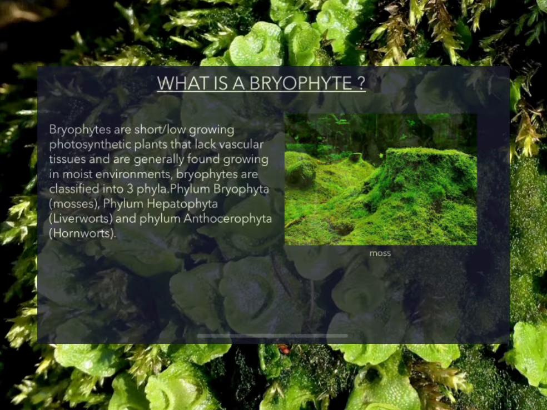Bryophytes are short or low-growing photosynthetic plants that lack vascular tissue and are generally found growing in moist environments. Bryophytes are classified into three phyla: phylum Bryophyta, which is mosses, phylum Hepatophyta, liverworts, and phylum Enterophyta, hornworts.